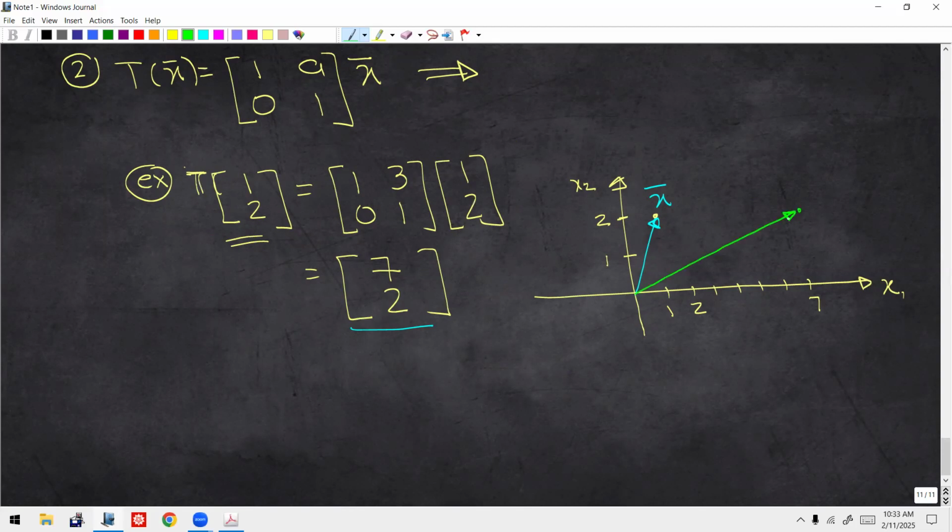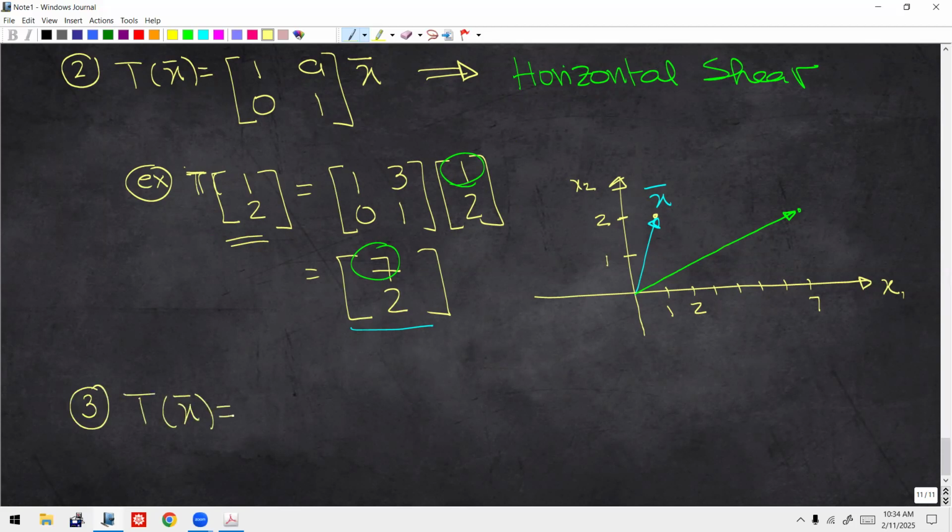So you can see this is called a horizontal shear. We're horizontally stretching the vector. Vertically, it's the same. It's still 2, but horizontally, 1 became a 7, okay? So this is called a horizontal shear. The next example, and there's so many, you can do reflections, you can do rotations, you can do all kinds of stuff with these matrix transformations, and they're all used in computer graphics, okay?